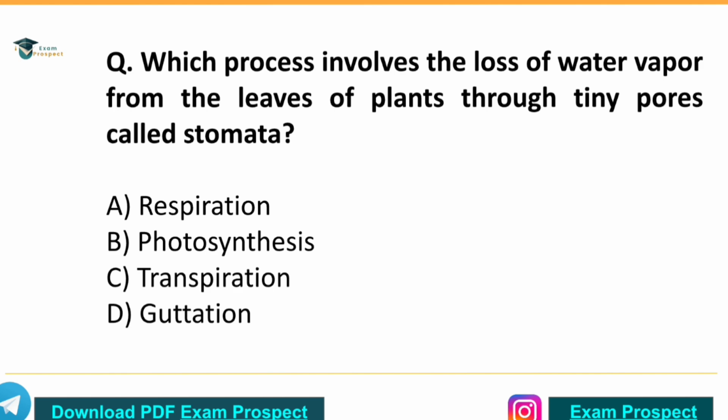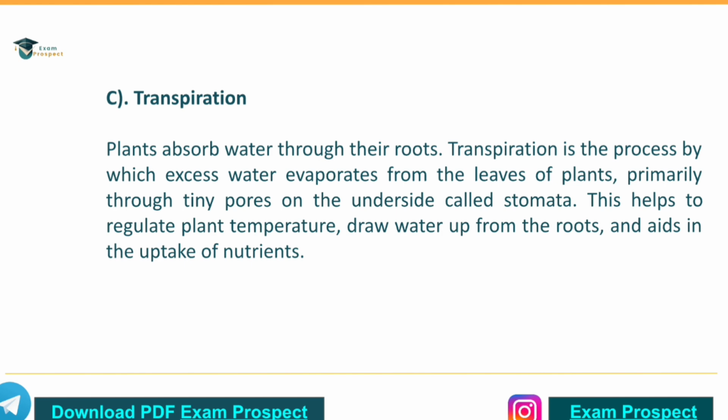Next question. Which process involves the loss of water vapor from the leaves of plants through tiny pores called stomata? Correct answer is option C, transpiration. Plants absorb water through their roots, and transpiration is the process by which excess water evaporates from the leaves of plants, primarily through tiny pores on the underside called stomata. And this helps to regulate plants' temperature, draw water up from the roots, and aid in the uptake of nutrients.